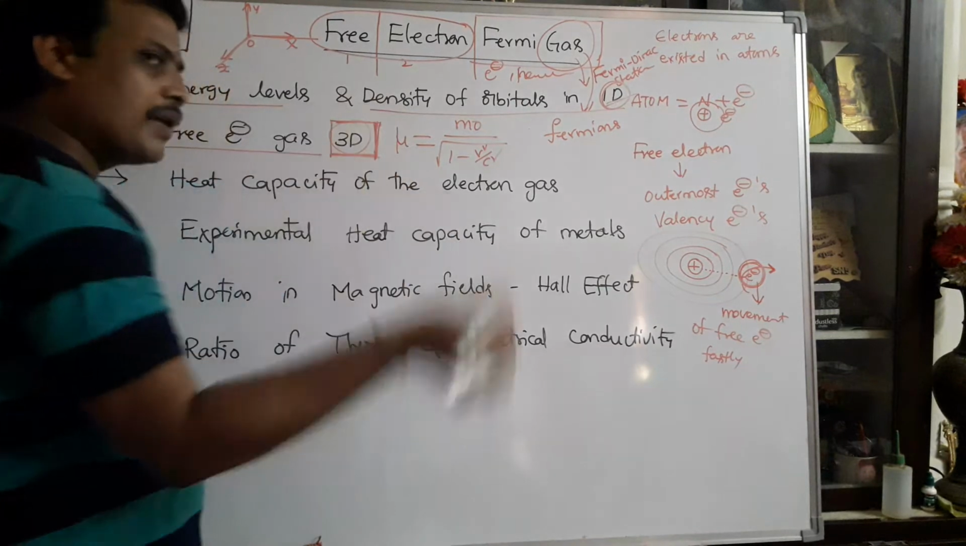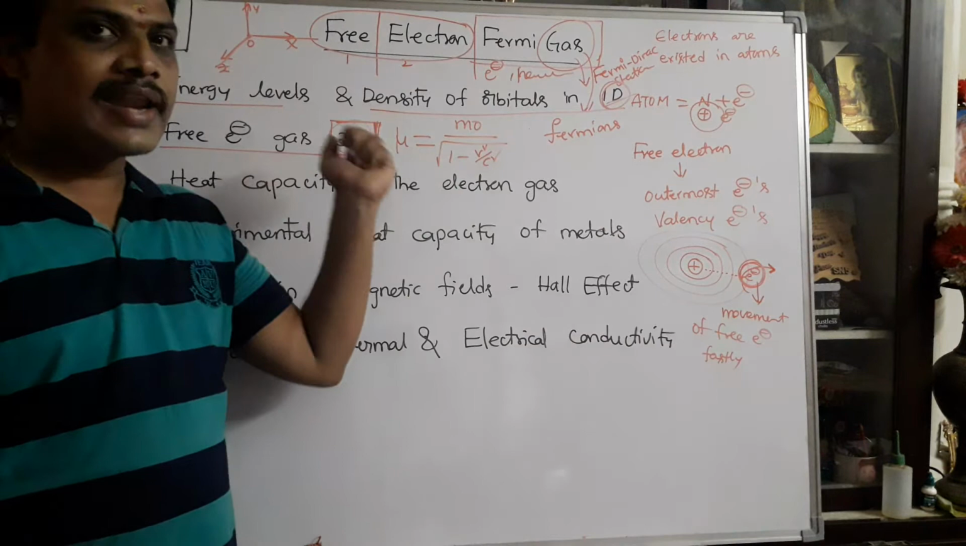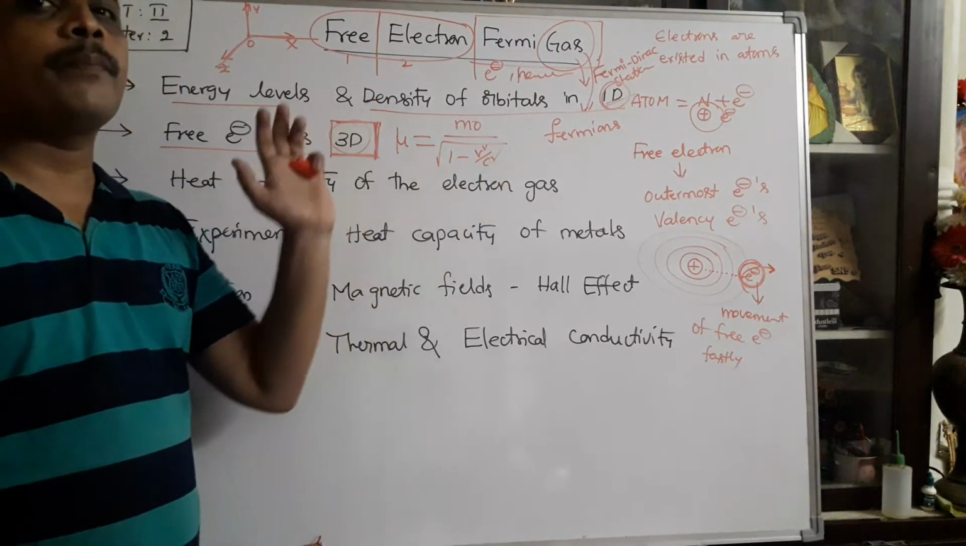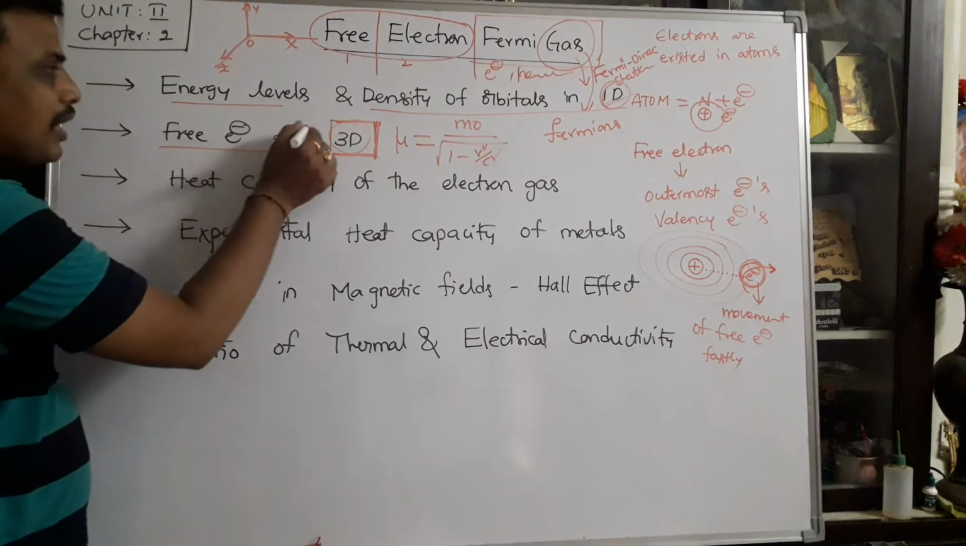You can take three-dimensional, both x, y, z, and nothing but a combination. You can take the combination of three directions. In the three-dimensional point of view, you can explain the complete properties. What are the properties? You can explain the properties of Fermi gas.